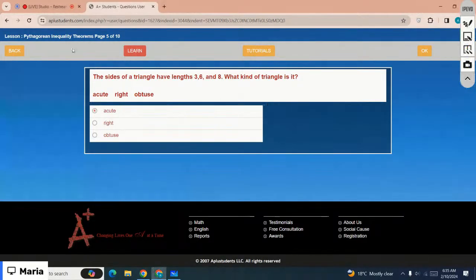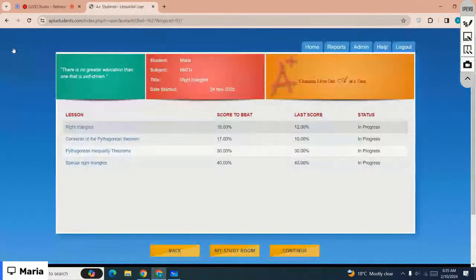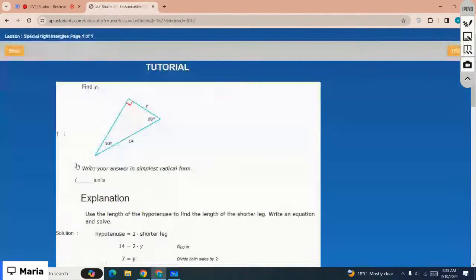Okay, you can complete the lesson by yourself later today. Let me just move on to the next lesson, and the next lesson is special right triangles. Okay, find y. You are given the special triangle, right? That is a 90, 60, 30 triangle.